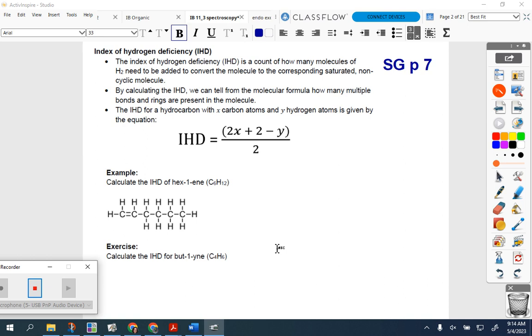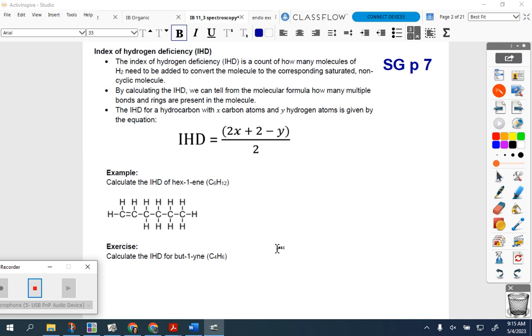All right, so index of hydrogen deficiency is one way of analyzing the structure of a molecule, learning something about the structure of a molecule. And you can use it from a visual structure or from the name of the molecule or just from the molecular formula. And it will tell you essentially how unsaturated the molecule is, how many double bonds or ring structures or other things that would keep something from being a straight chain alkane, essentially.